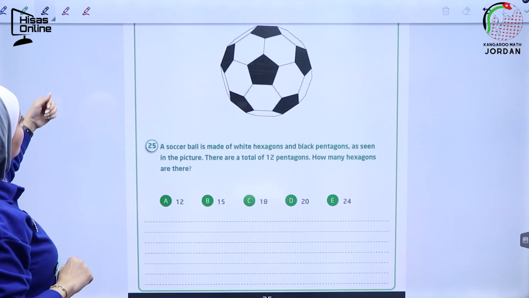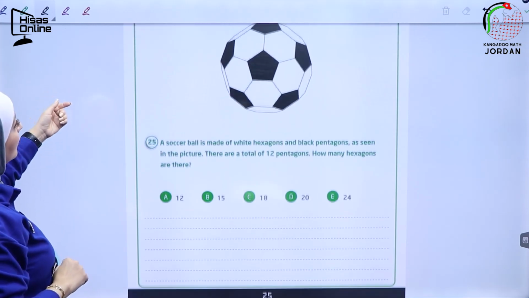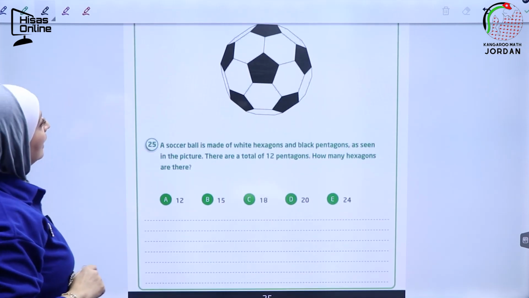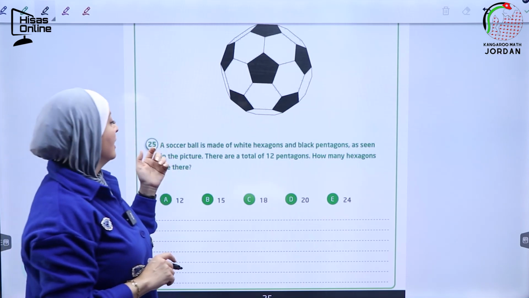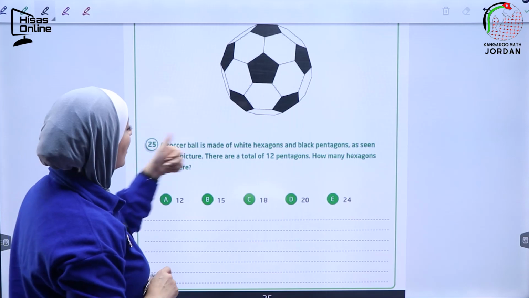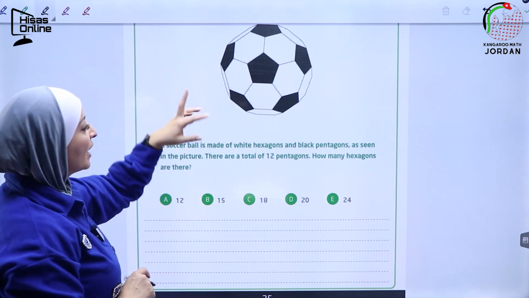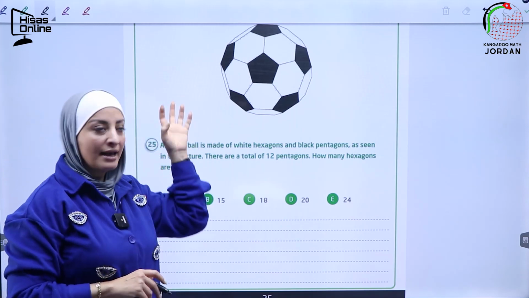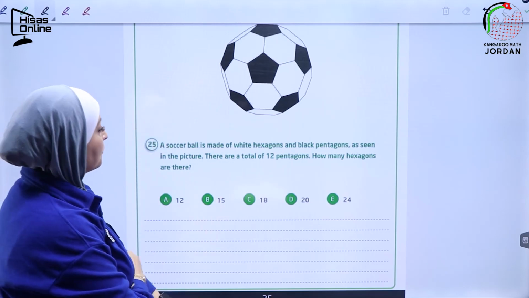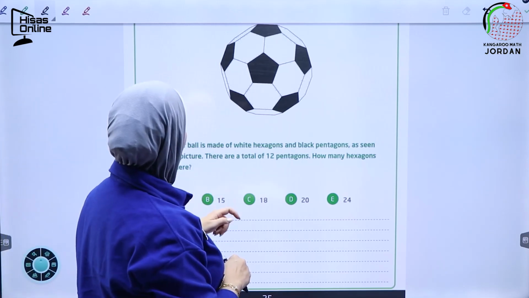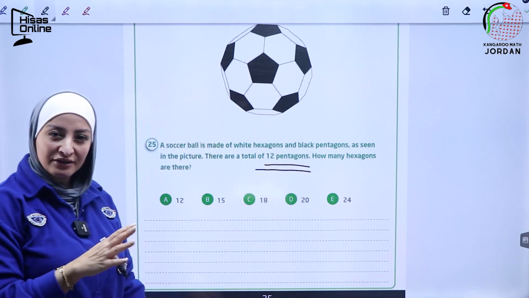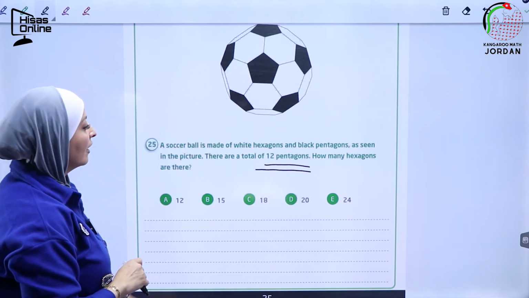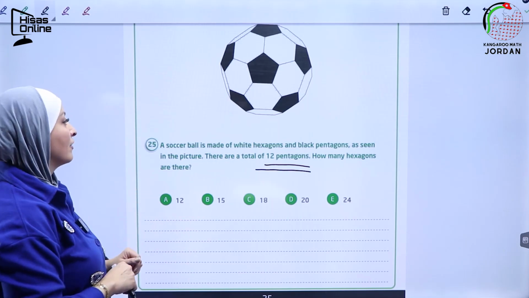Question 25, also with 5 points. So we have reached the high order thinking question in this case. A soccer ball is made of white hexagons and black pentagons. So we have two different types of polygons in this ball. As seen in the picture, there are a total of 12 pentagons. Guys, this is a tricky question, pay attention to it. 12 pentagons. How many hexagons are there?